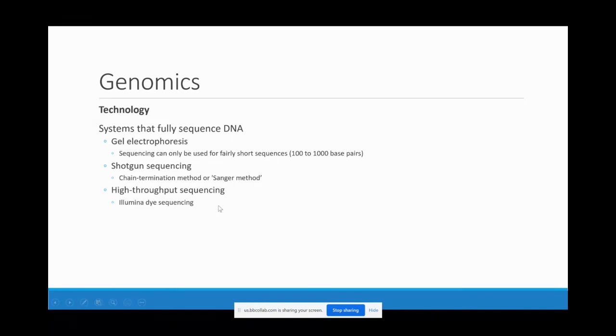Another type of sequencing technology that is used is called high throughput, and this uses, in particular, something called Illumina dye sequencing. Now, this is not one of the areas that we particularly covered, but I wanted to highlight this is one of the newer types of technologies that's being utilized for genomics. So again, the main one that you guys have talked about in how to sequence DNA is this Sanger method. And for shotgun sequencing, they're doing it at a much larger scale, but it's still the same idea, the same principle.